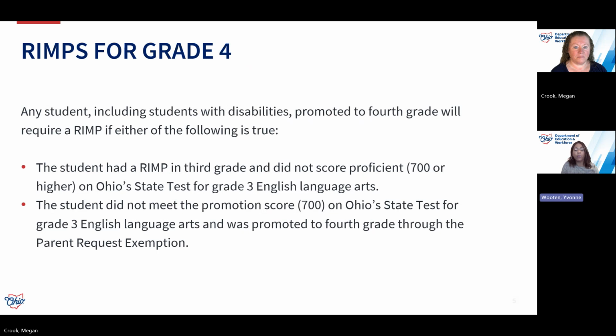So now let's identify which students in fourth grade require a reading improvement and monitoring plan. Any student, including those with disabilities, who is promoted to fourth grade will require a RIMP if any of the following apply. The student had a RIMP in third grade and did not score proficient, which is 700 or higher on Ohio State tests for grade 3 English Language Arts, or if they did not meet the promotion score, which again is 700 on Ohio State tests for grade 3 English Language Arts, and was promoted to fourth grade through the parent request exemption.